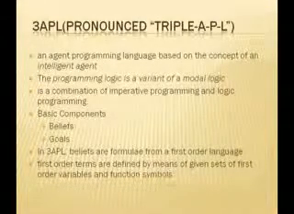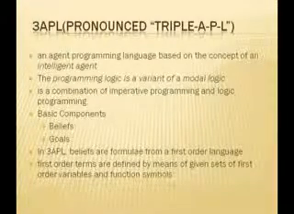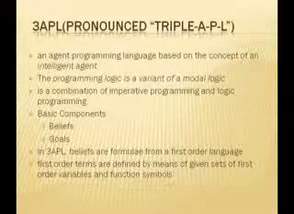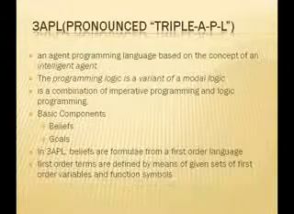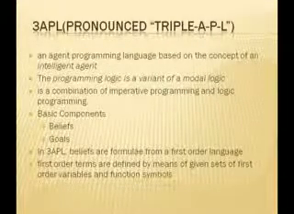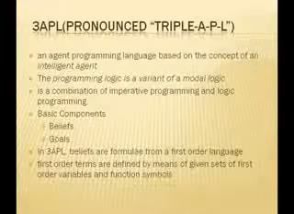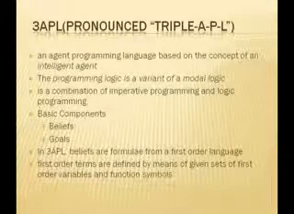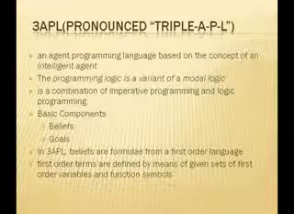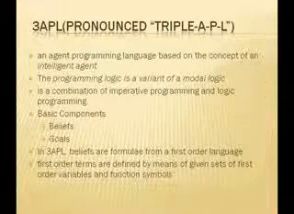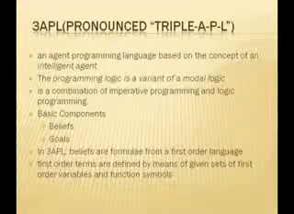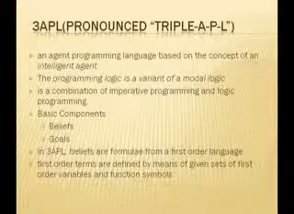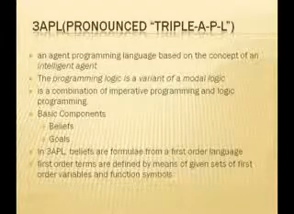3APL is an agent programming language based on the concept of an intelligent agent. The programming logic is a variant of a modal language with operators and the beliefs of an agent. The programming language 3APL is a combination of imperative programming and logic programming. Beliefs and goals are the basic components on which all of 3APL and other languages like DMARS and AgentSpeak are based. In 3APL, beliefs are formulae from a first-order language, and that is defined in the usual way.